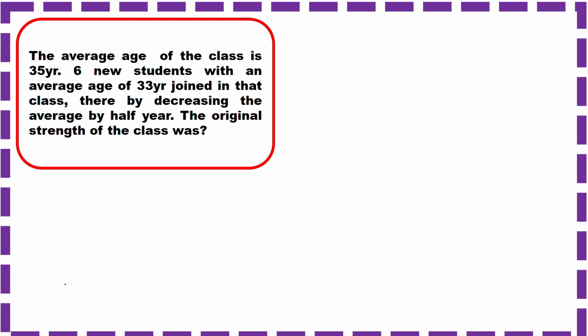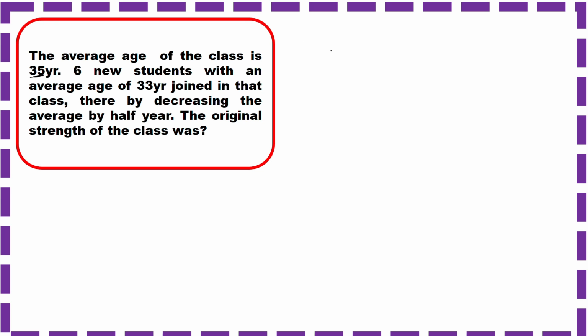6 new students with an average age of 33 years joined that class, thereby decreasing the average by half a year. The original strength of the class was? So in this class we know the average age, which is 35, but we do not know the strength of the class.